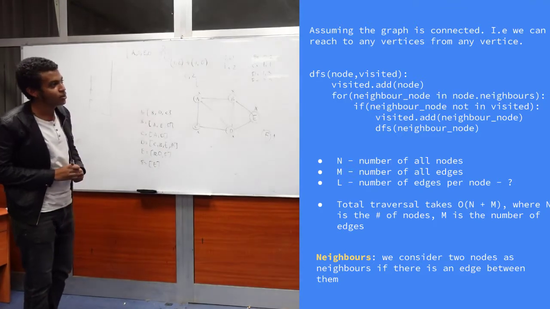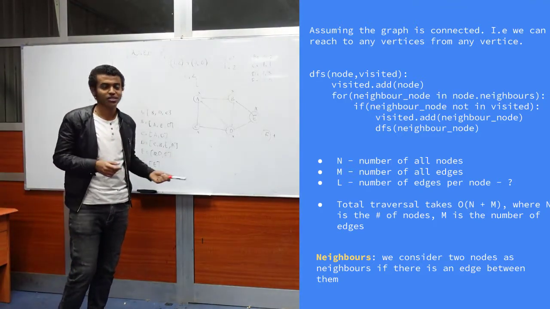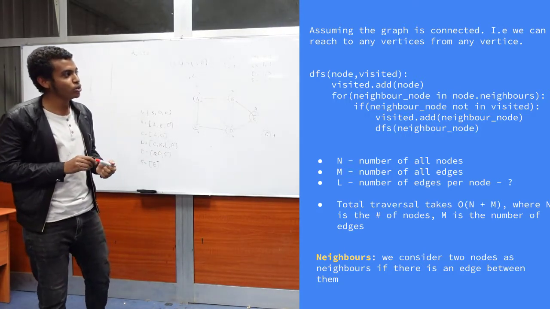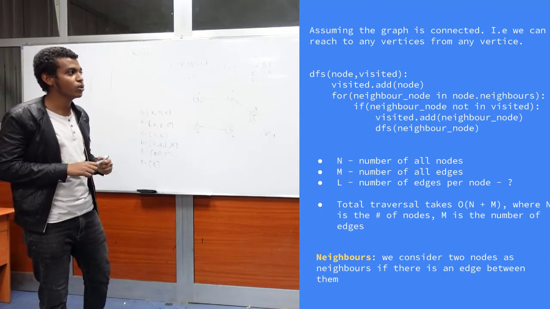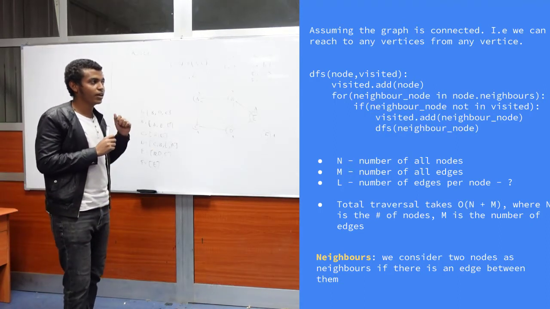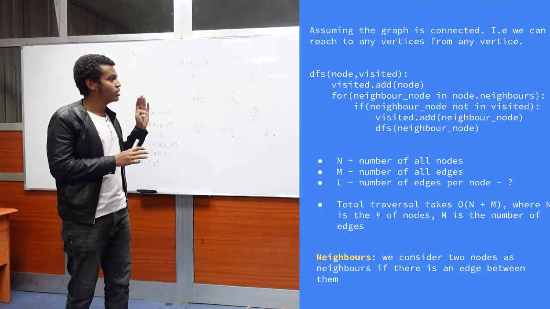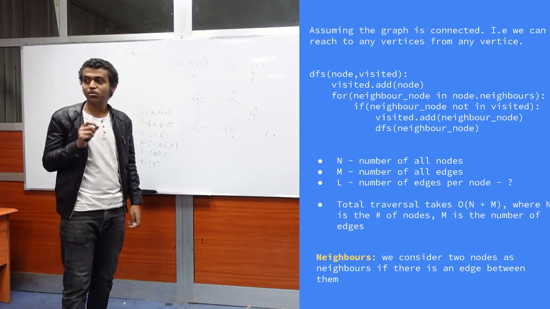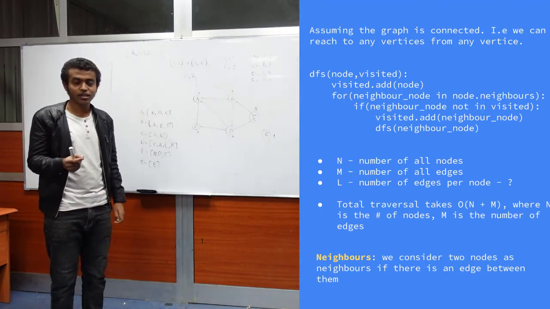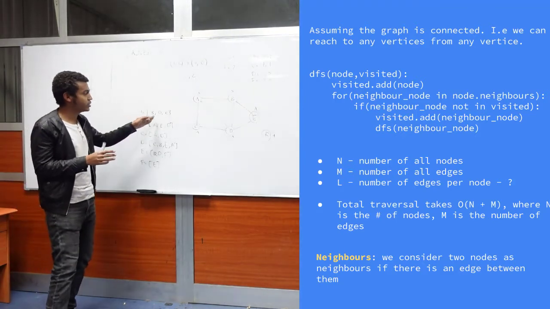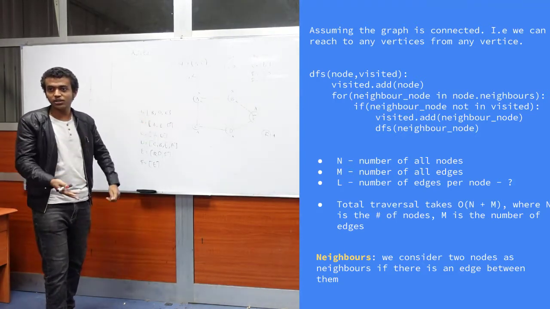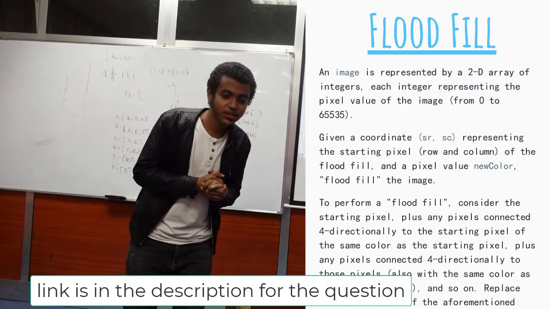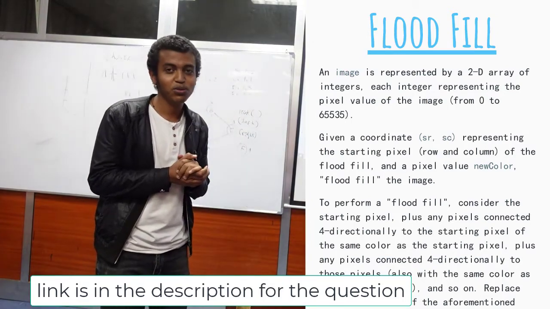So let's talk about what we talk about after each algorithm that we've discussed till now. Time and space complexity. So I want you to think of what you've been thinking up to this point. If I tell you that n is the number of nodes or vertices in our graph, and L is the number of edges or neighbors per node, what would be our time complexity? So this is a popular interview question called flood fill.